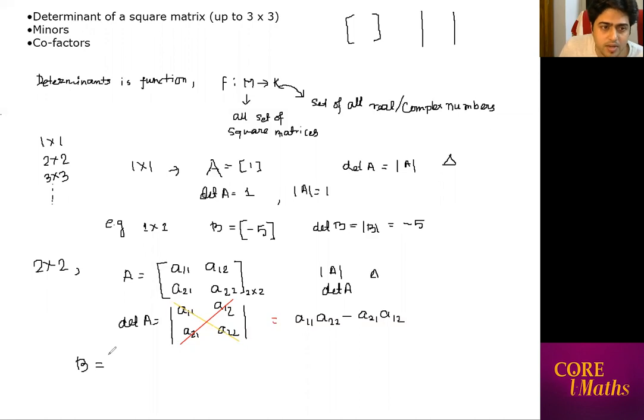one square matrix of 2 cross 2 order, that is B. The elements are 2, 5, 3, minus 1. What will be the determinant of B? So first write the determinant of that matrix.